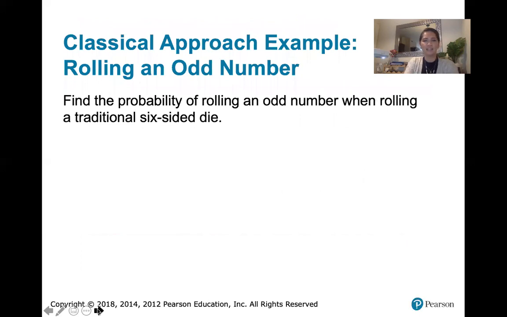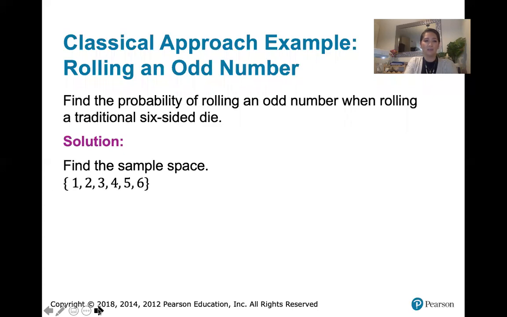So here is an example where we're asked to use the classical approach. The question asks us to find the probability of rolling an odd number when rolling a traditional 6-sided die. So you think, okay, what's the sample space? That's the first thing. If you roll a die once, you can get a 1, a 2, a 3, a 4, a 5, or a 6.